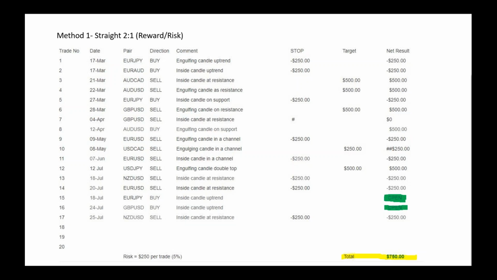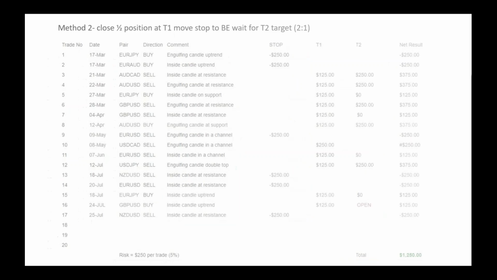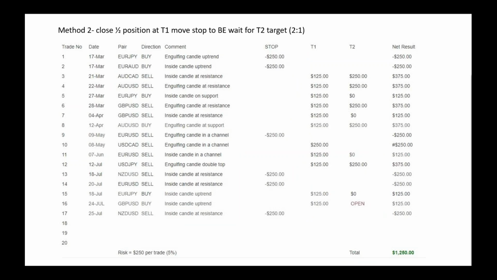Okay, so that's method 2-to-1, and surprisingly, method 2, where I close out half the position at T1, move my stop to break even, and then wait for the second target. Out of every single time that I've done a trading challenge, this is the first time that method 2 is performing better than method 1, and probably because we're more in a trend market than anything else.